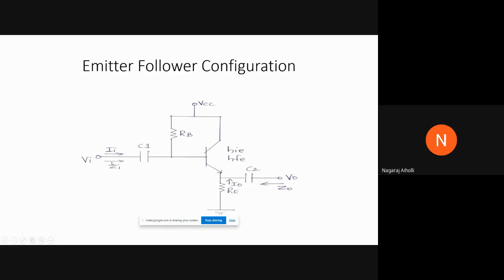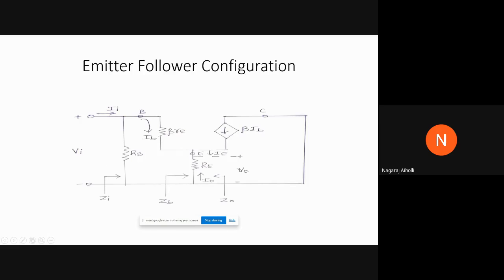We have input voltage Vi, input current Ii, input impedance Zi, input capacitance C1, output capacitance C2, base resistance Rb, VCC is the supply voltage, then the emitter resistance Re, capacitance at output C2, output impedance Z0. Then we have the current flowing into the emitter terminal, that is I0, according to our convention of the two-port system. Then we have HIE and HFE.